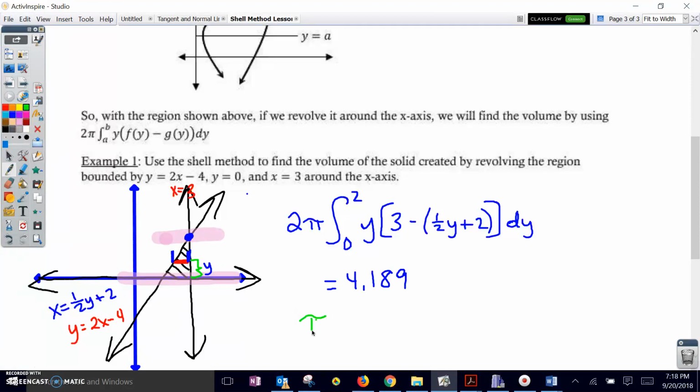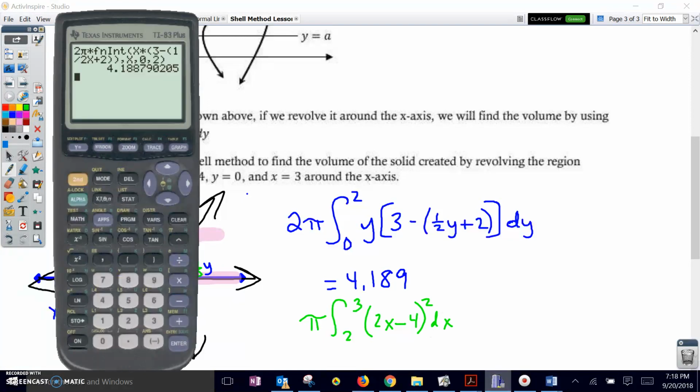I could have used the disk method and it would have been pi times the integral from 2 to 3 of (2x minus 4) quantity squared with respect to x. And if I calculate that value, I should have pi times the integral of quantity 2x minus 4 quantity squared with respect to x from 2 to 3, and I get the same value for the volume.